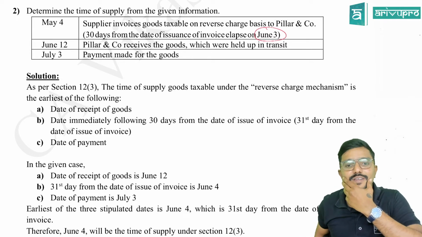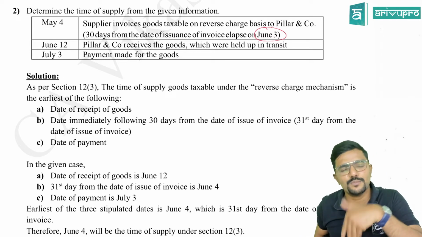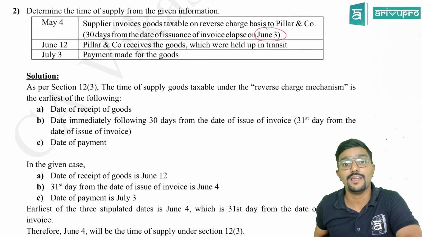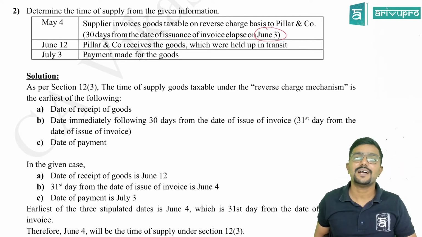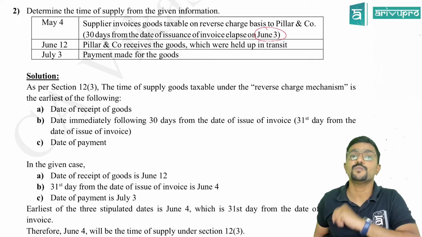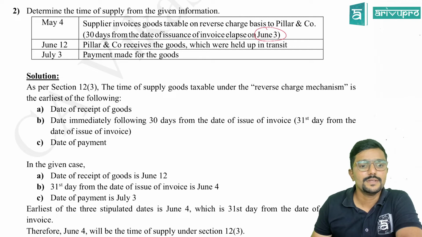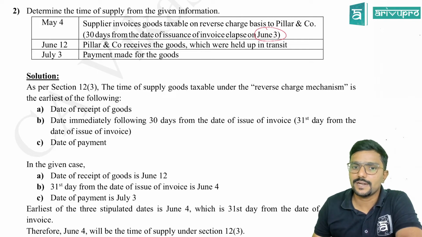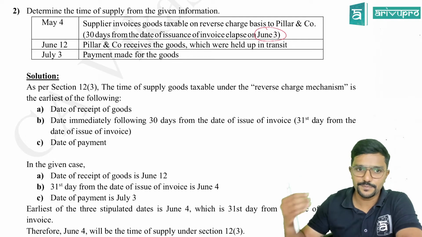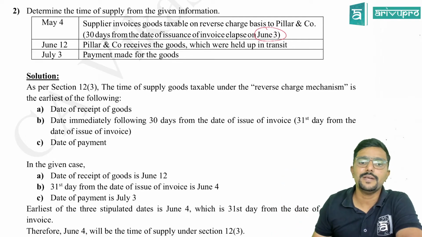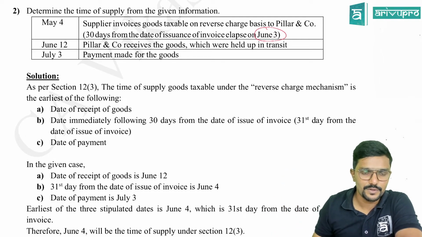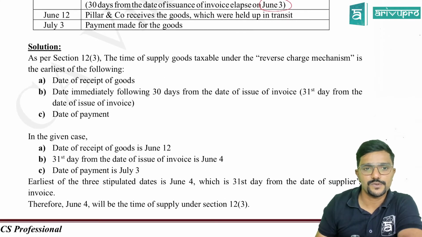Sir, in the question only they gave. See, actually, in most cases, they don't give this. We are supposed to calculate. But still, they have given it. Why? Because students in an urgency may take June 3rd only. But the answer here is the 31st day, June 4th, not the 30th day. Okay. Next, June 12, Pillar & Co. receives the goods which were held up in transit. So date of receipt of goods is June 12. Payment made for goods on July 3rd. Okay. Let us go to the solution.